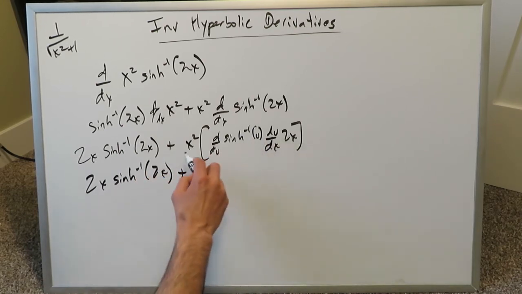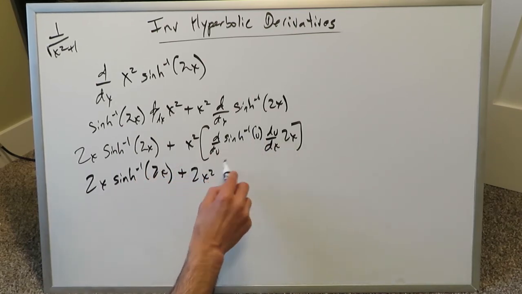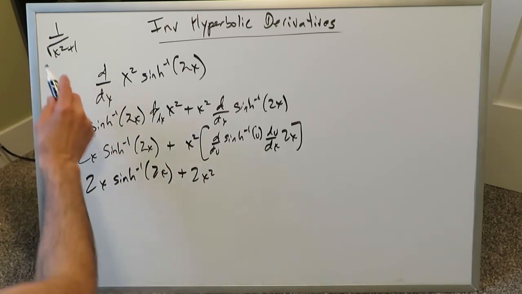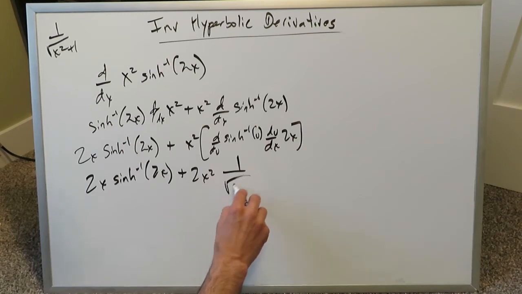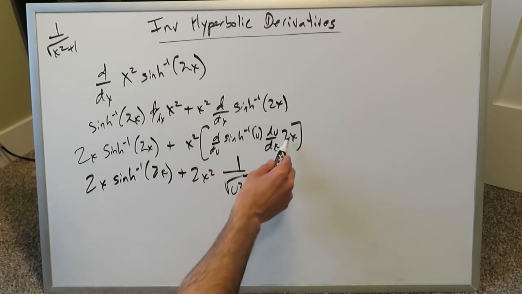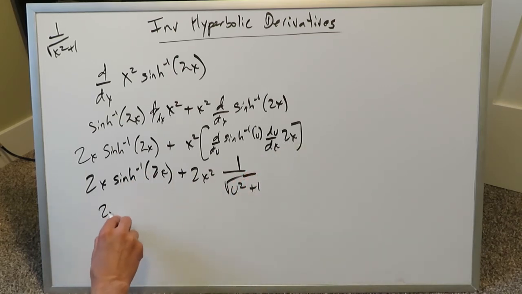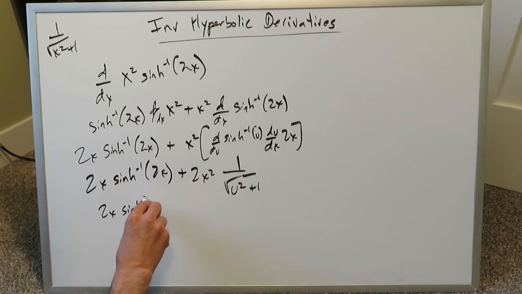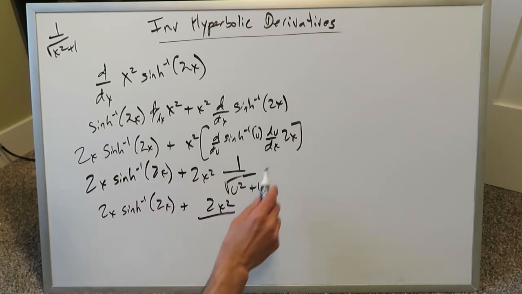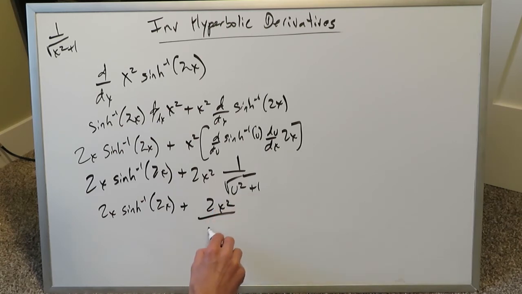This comes out as a 2, which attaches with this x squared. You have a 2x squared. The derivative of this is something like this, except here we have u's in place: 1 over the square root of u squared plus 1. You have to resubstitute the u value over here, which is 2x. 2x will substitute right here. You have 2x inverse hyperbolic sine 2x plus 2x squared over 2x, coming in place of this u, the square root of 4x squared plus 1.